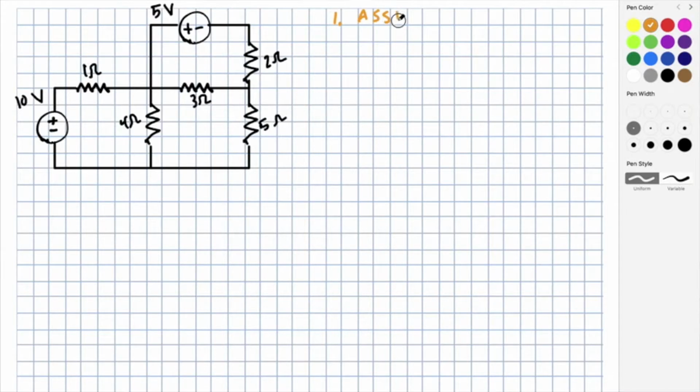The first step is going to be assign loop currents. We will always assign currents as clockwise and we do not care about ground. I'll set the top loop to be I1 and work my way around the circuit. Step 2 is to apply KVL. Let's start with loop 1.